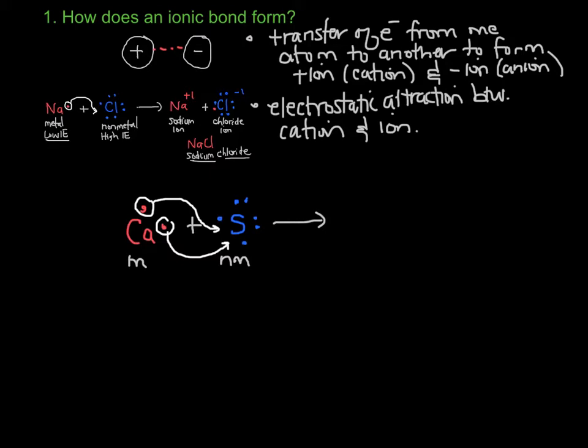Now you'll notice that sulfur needs 2 electrons. It's got 6 valence electrons, and it needs 2. So this works out really great for the two of them, because calcium is going to end up losing 2 electrons and ending up with a +2 charge because it just lost 2 negative charges. Sulfur ends up with a -2 charge because it just picked up 2 electrons from the calcium. And you end up forming calcium sulfide. So 1 calcium to 1 sulfur, and this is called calcium sulfide.